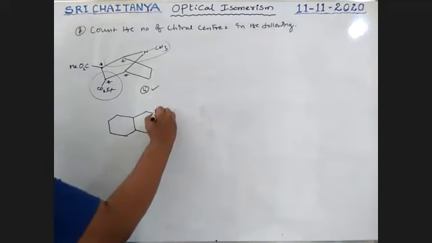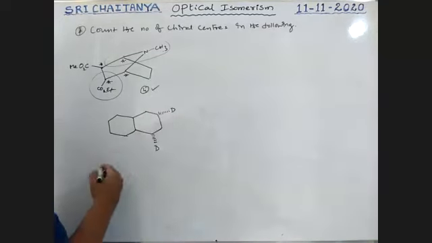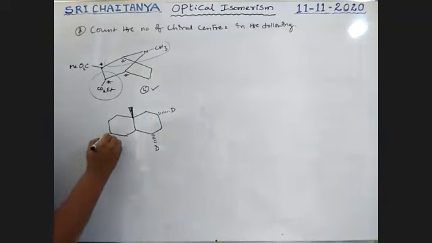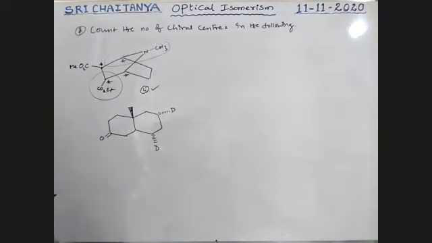Deuterium, deuterium. It is a methyl group. It has a double bond. See, boys, in this molecule, which one is chiral? Identify the chiral carbons.